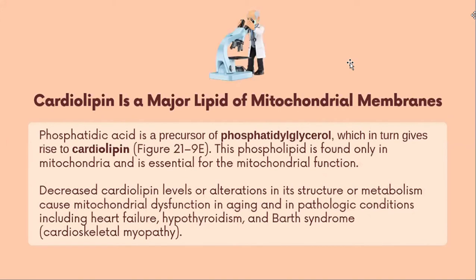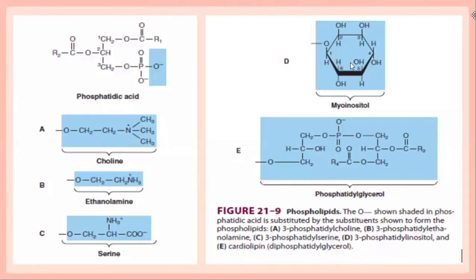Cardiolipin is a major lipid of mitochondrial membranes. Phosphatidic acid is a precursor of phosphatidylglycerol, which in turn gives rise to cardiolipin. This phospholipid is found only in mitochondria and is essential for the mitochondrial function of cells. Decreased cardiolipin levels or alteration in its structure or metabolism cause mitochondrial dysfunction in aging and in pathologic conditions, which includes your heart failure, hypothyroidism, and Barth syndrome or your cardioskeletal myopathy. So this one, the phosphatidylglycerol.